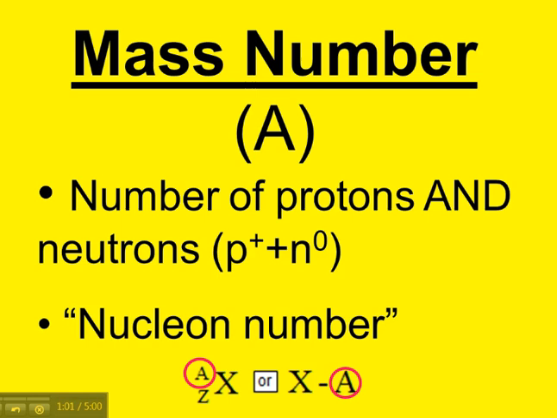The final important element here is called mass number. It's given the abbreviation A. Mass number is the number of protons and neutrons. In other words, mass number is the sum of the number of protons and the number of neutrons. This is often called the nucleon number because the protons and neutrons are the particles that are in the nucleus of an atom.